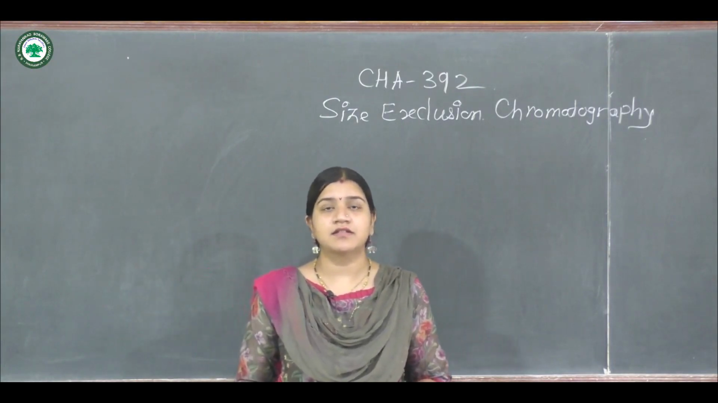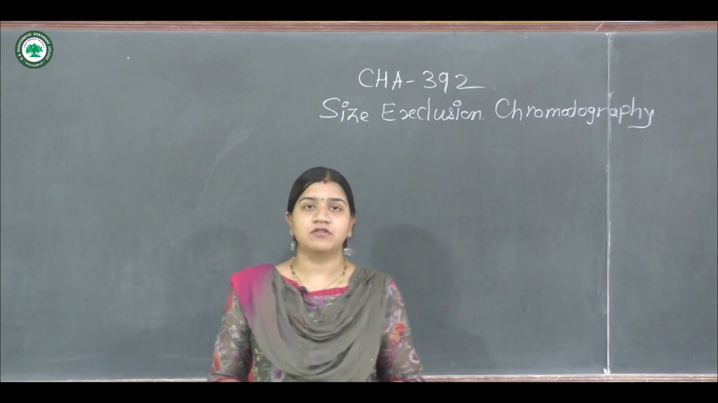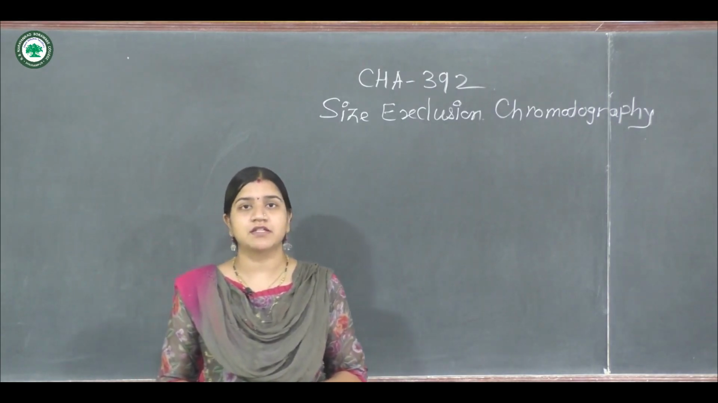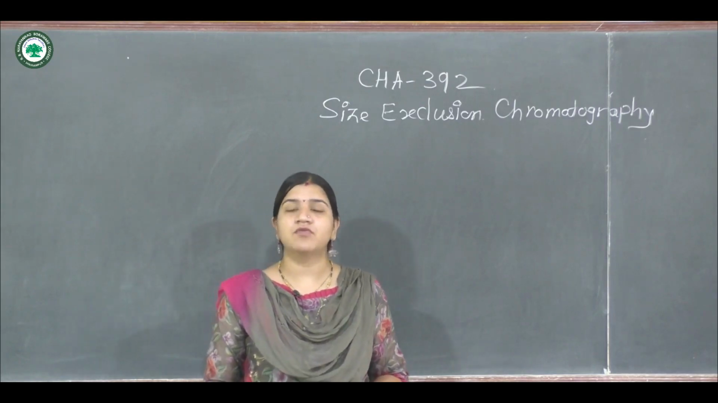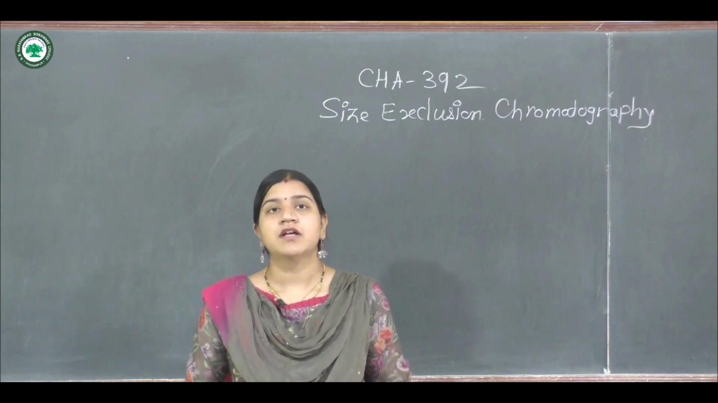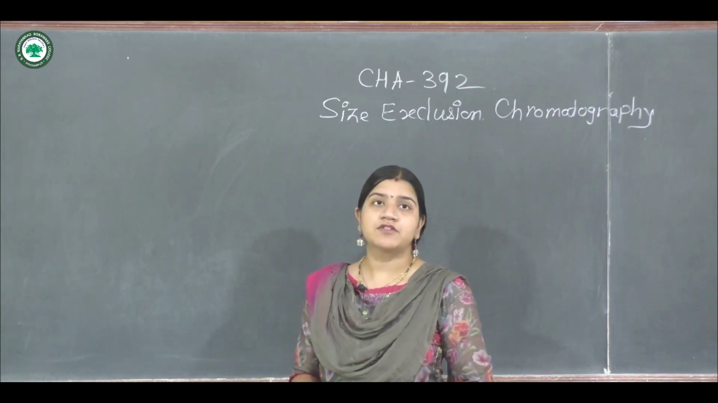In the last lecture, we started with the size exclusion chromatography topic from paper number CHA 392. In that, we completed the principle of size exclusion chromatography. Now, the next part from the syllabus is the calibration chromatogram.